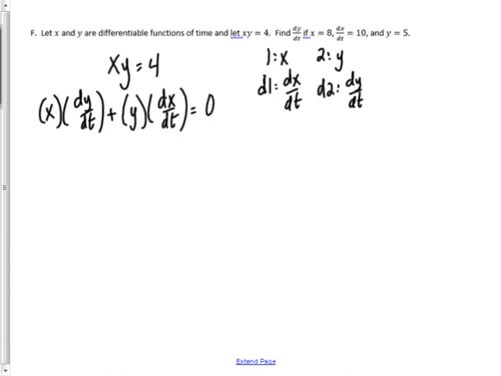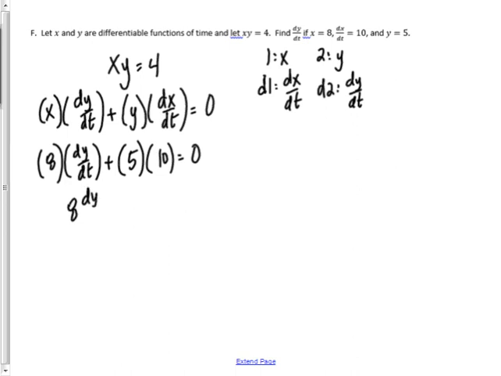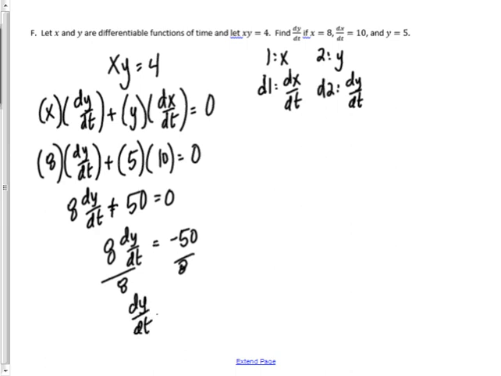Okay, so let's plug in what we know. It says x is 8. All right, dy/dt is what I'm solving for. All right, y is 5, and dx/dt is 10. So I can solve this out. That's a plus, sorry, 50 equals 0. Take that to the other side. And then divide by that 8. And I'm just going to reduce that fraction. It'll reduce by 2. I get negative 25 over 4.